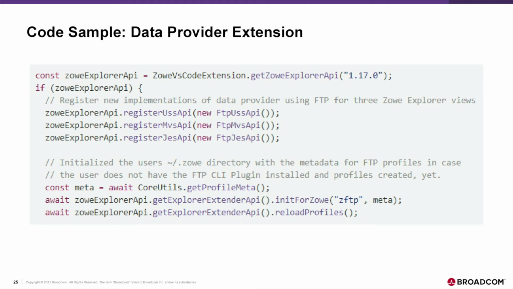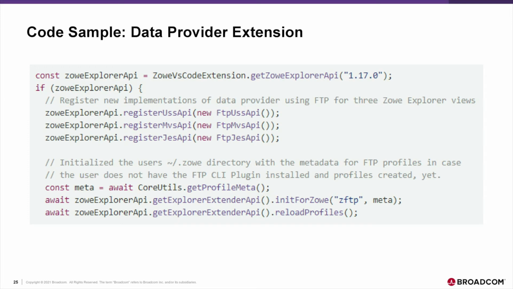And this registration is done using a new profile type, and that's defined by the FTP USS API, MVS, and JES. This defines parallel implementations of the same operations that are provided by Zowe Explorer itself using the z/OSMF interaction protocol. So since these types are registered in Zowe Explorer, this extension can now use them within the UI.